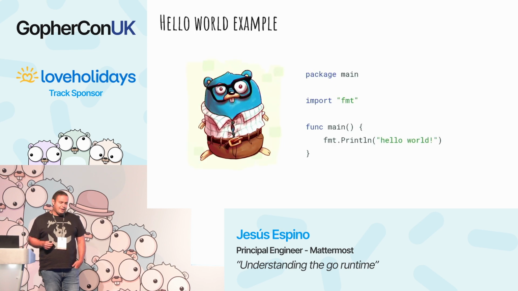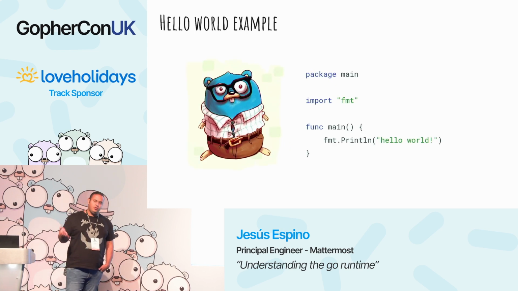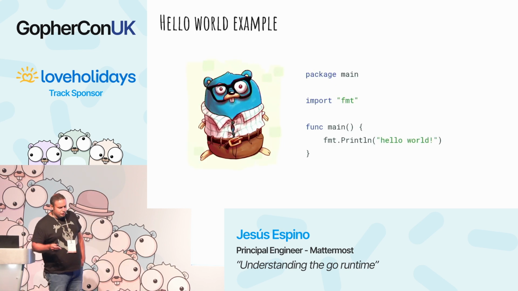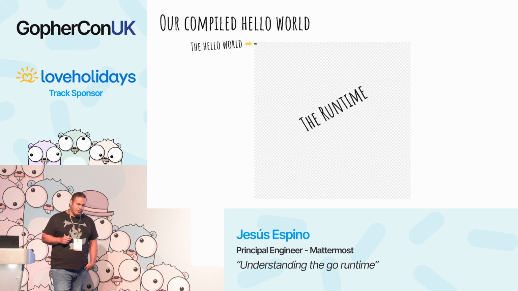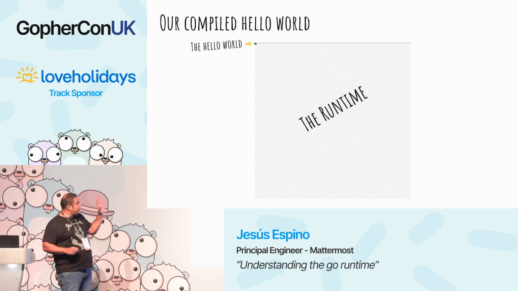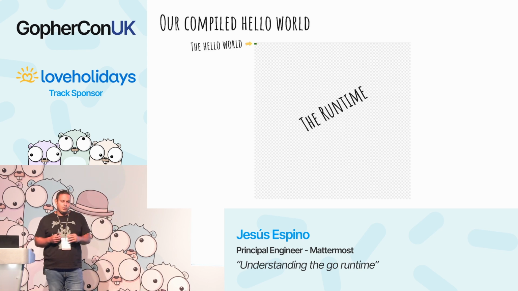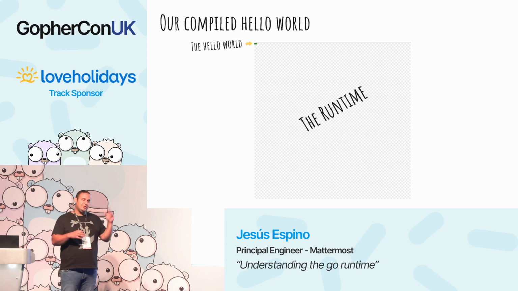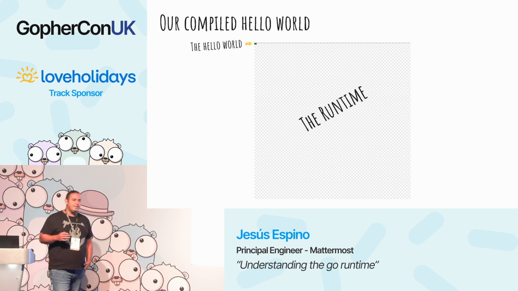Let's see a hello world example. If you compile a hello world like this, what you get is something similar to this. The top left corner in green is your code. And the rest of the block there is the runtime. So that's how the compiler is going to generate your hello world binary.